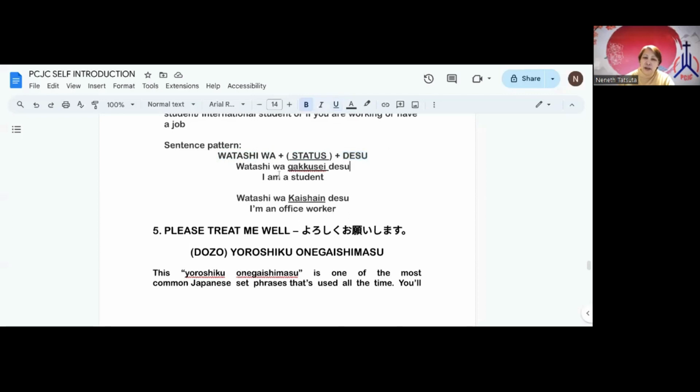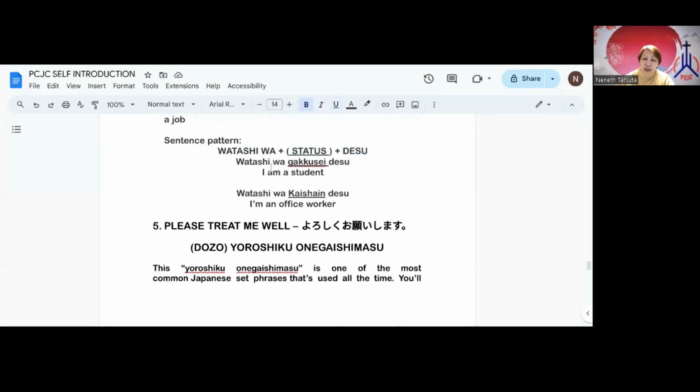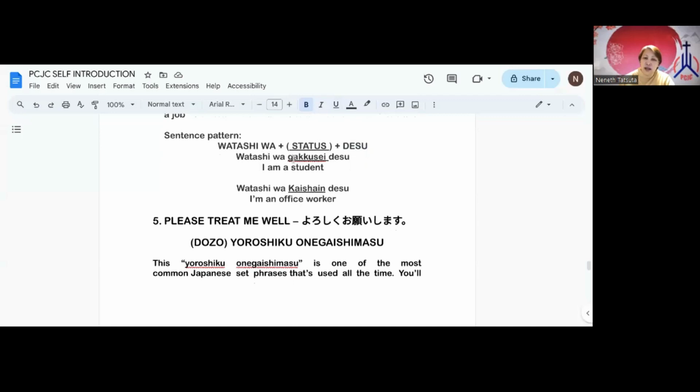For example, if you are a student, watashi wa gakusei desu. Again, check the vocabulary I sent to you last night. It is there. Watashi wa gakusei desu. It means I am a student. Watashi wa gakusei desu.